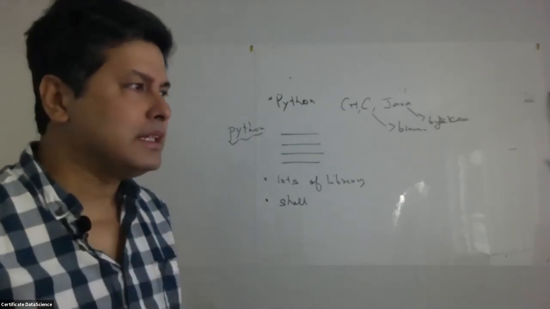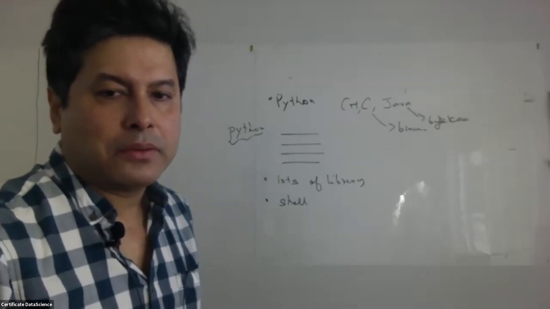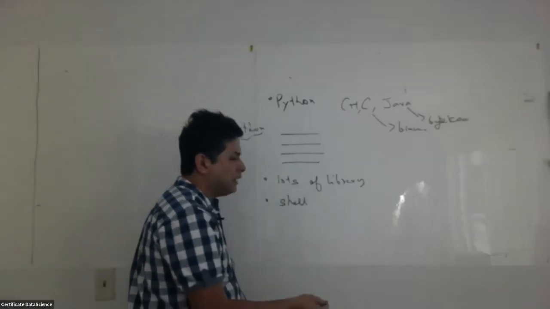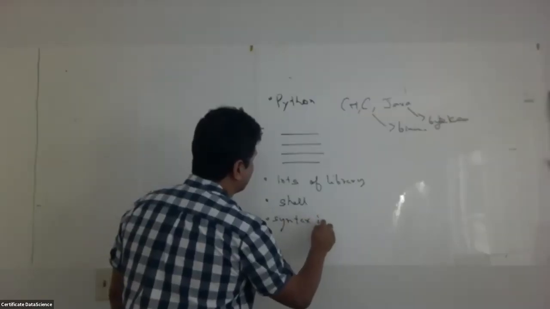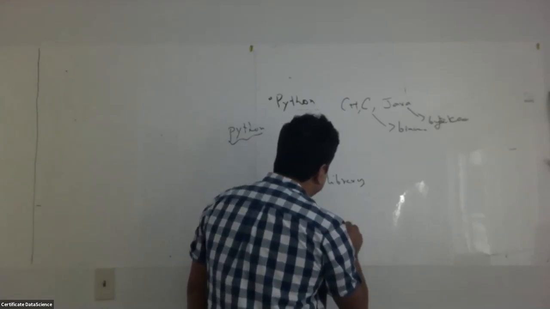Python can be easily integrated with other systems, it's easy to call and use others' libraries, and it's easy to debug. So there are a lot of advantages. The syntax is also simple. It's almost like pseudocode. I'll tell you what pseudocode means.